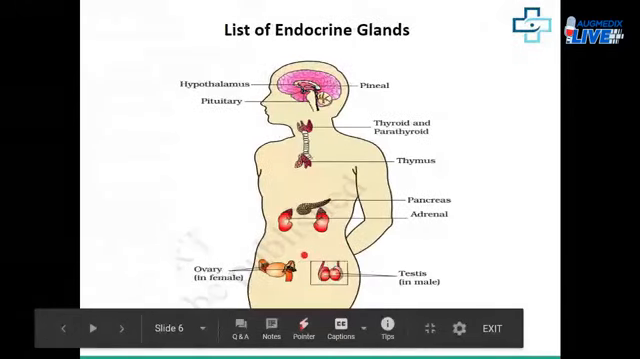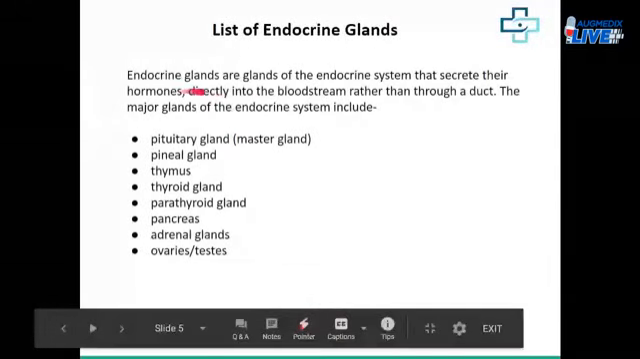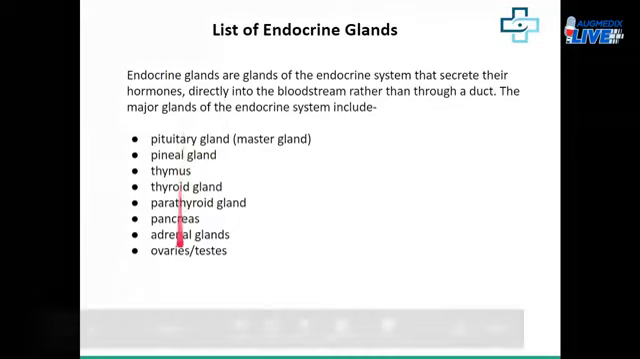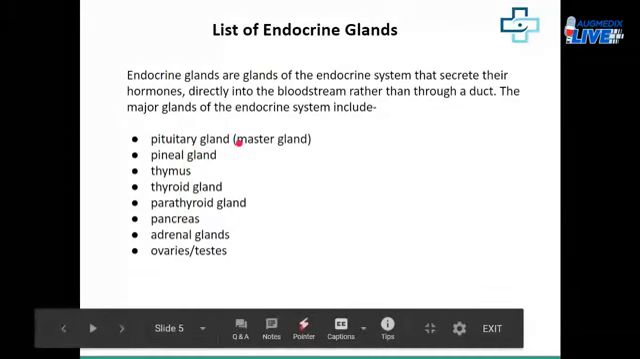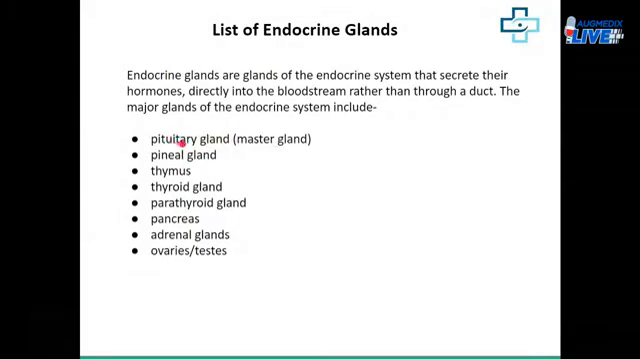Okay, so let's have a review from the previous slide. These are the list of endocrine glands for now. The pituitary gland, which is also known as the master gland. The pineal gland usually regulates our sleep cycle. It releases a hormone known as melatonin.